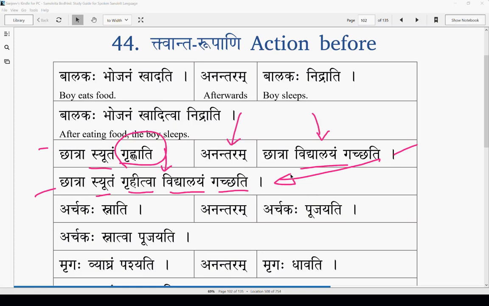So gruhnati is turning into gruhitva because we are adding tva to the dhatu. The dhatu here is graha. Graha is the dhatu, so we are adding tva. It changes to gruhitva. So similarly we have the next one. Archakah snati. Snati means he bathes, he takes a bath. Then anantaram archakah pujayati. Archakah, the priest, snati. He takes a bath first and then after that he pujayati, he worships. So now snatva. Snati changing to snatva. Anantaram saha pujayati.